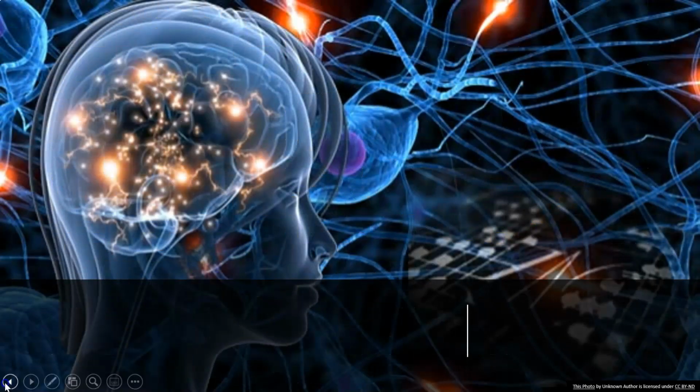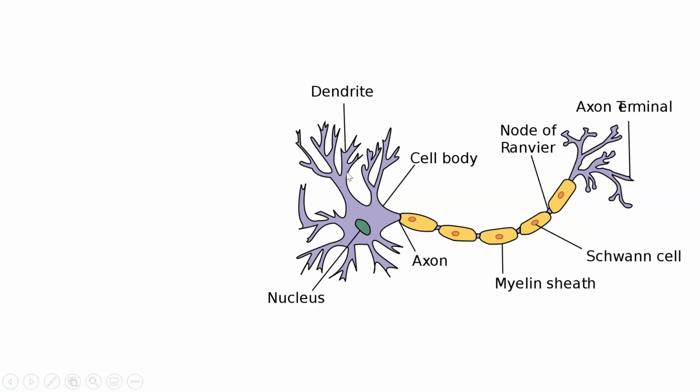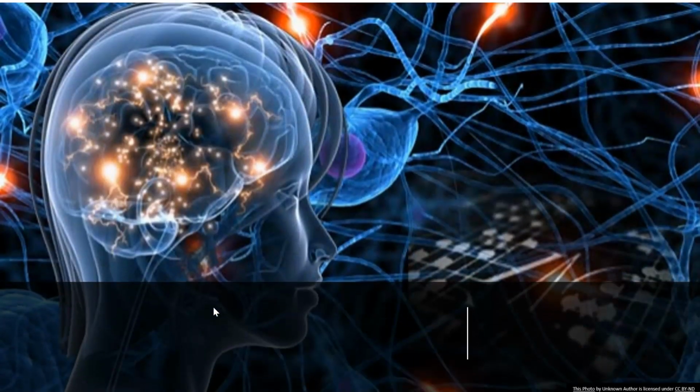So here we've got a picture of what you would have looked at in years 8 and 9, a nerve cell, hopefully moving on to calling them a neuron. We're going to look much more at them in this video.